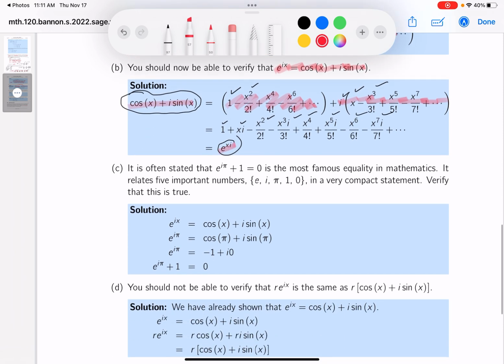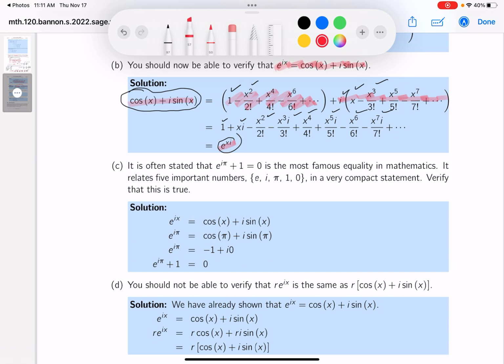Okay, so next question C says it's often stated. This is stated a lot, by the way. It states that e raised to the i pi plus 1 is equal to 0, and it's perhaps the most famous equality in mathematics. It relates what some people refer to as the 5 most important numbers in mathematics, which are e, or Euler's number, i, the imaginary unit, pi, the number 1, and the number 0. It's like a compact statement, though. They want us to verify this.